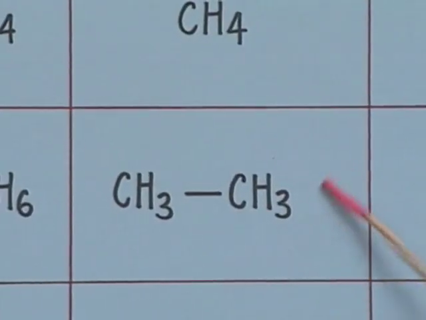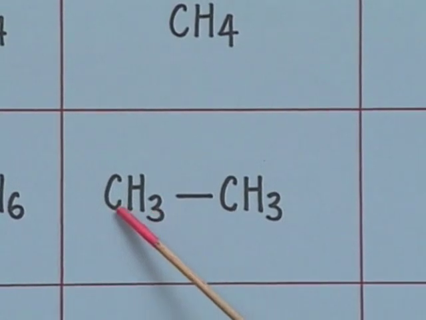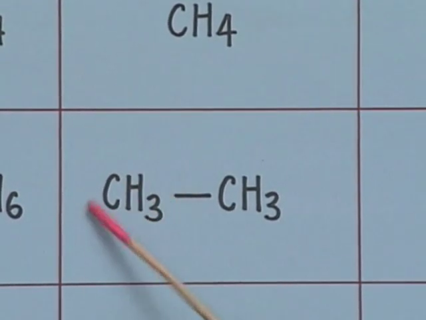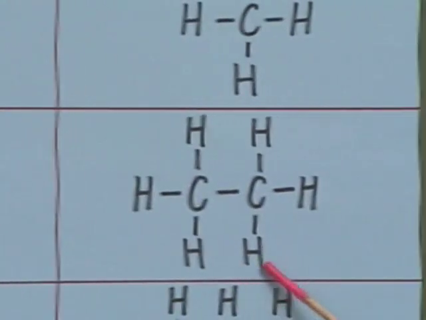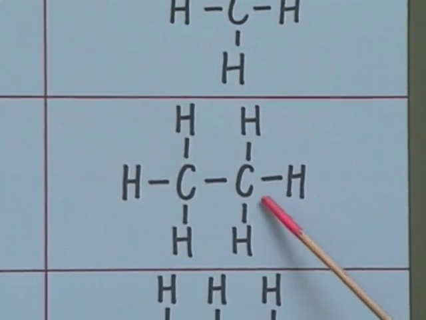This is our semi-structural formula. In the semi-structural formula, we group the hydrogen atoms which are attached to a particular carbon atom together like this. And here again we see the structural formula or the spatial arrangement with all the covalent bonds shown.